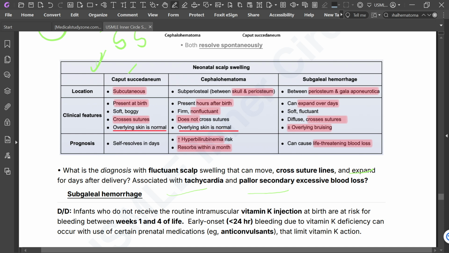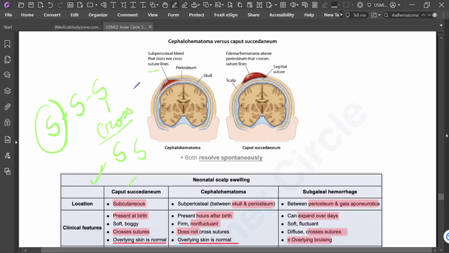So that is all about neonatal scalp swelling, mainly the difference between cephalhematoma and caput succedaneum.